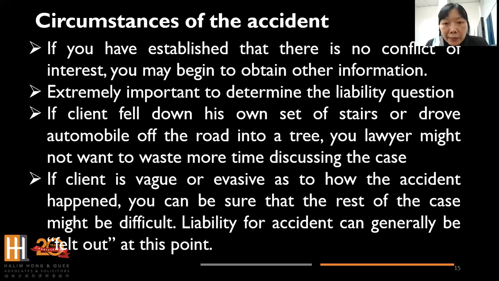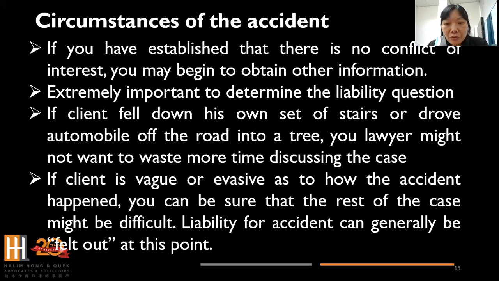Okay, so it includes all this. If, let's say, you see the client and he's telling his story very straightforwardly, okay. If the client is very vague or evasive as to how the accident happened, then you can be sure that the rest of the case might be difficult. Then you might reconsider whether you want to act for this client or not.